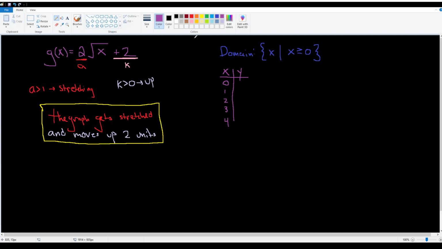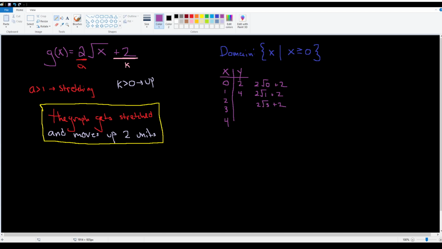We'll go to 4 here, and then I plug each value into my function. So I do 0 first: 2 times the square root of 0 plus 2. Square root of 0 is 0. 2 times 0 is 0. Plus 2 is 2. Same thing for the next one: 2 times the square root of 1 plus 2. Square root of 1 is 1. 2 times 1 is 2. Plus 2 is 4.